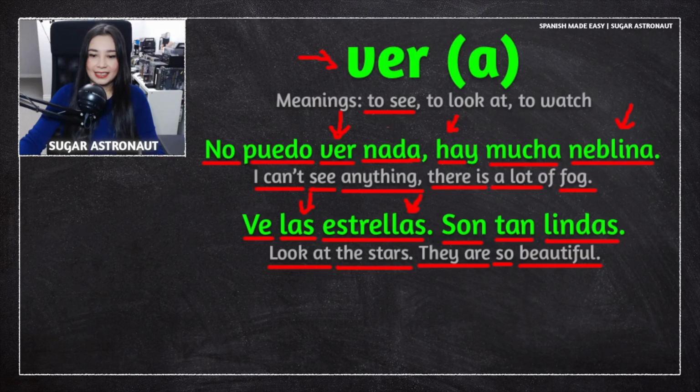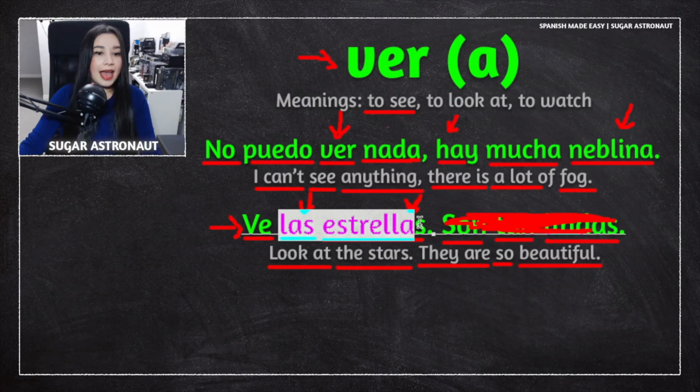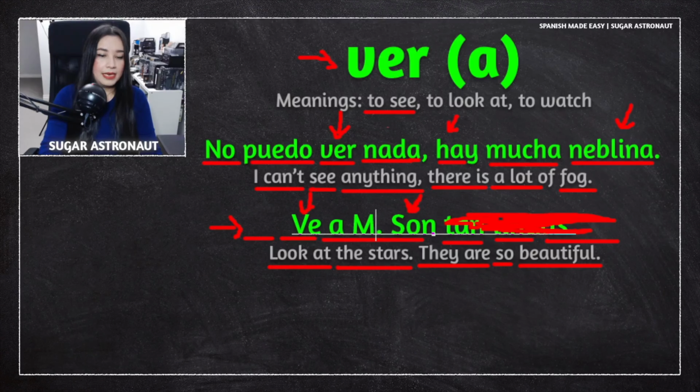Okay, excellent. Now, in this situation, ve, or the verb ver, means look at. Obviously, you can change the noun estrellas to something else. Ve a Miguel. That's when you need a. For example, let's forget about this. This doesn't exist, okay? I can say ve a Miguel.